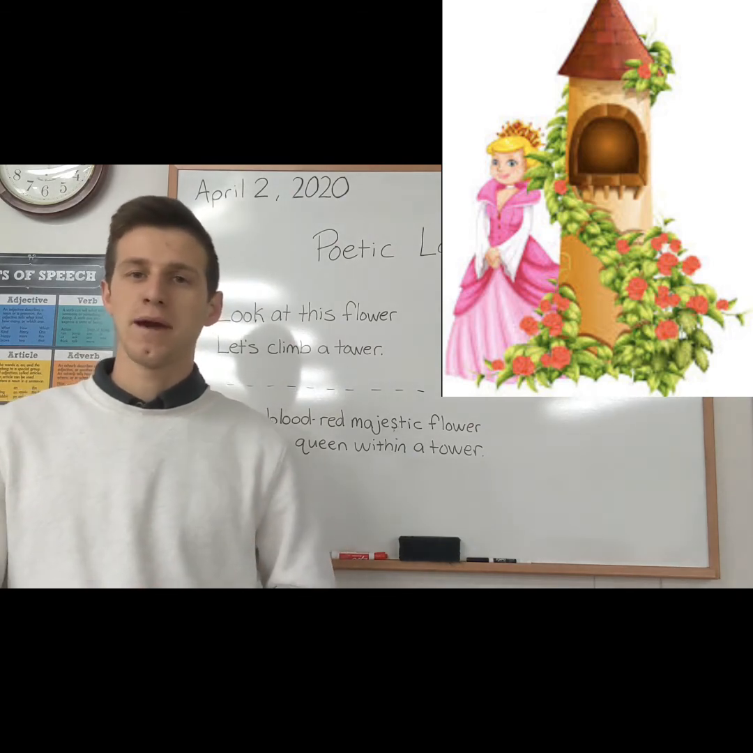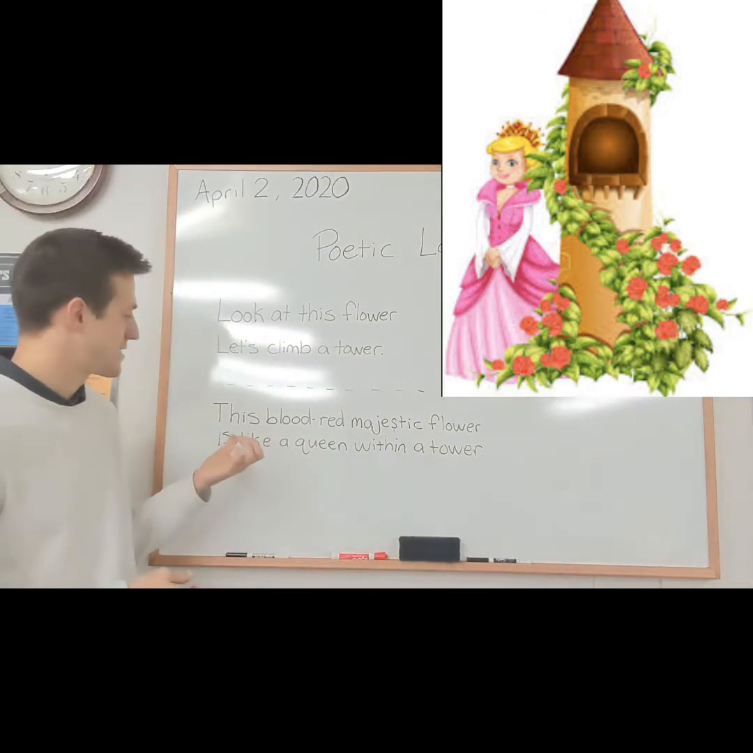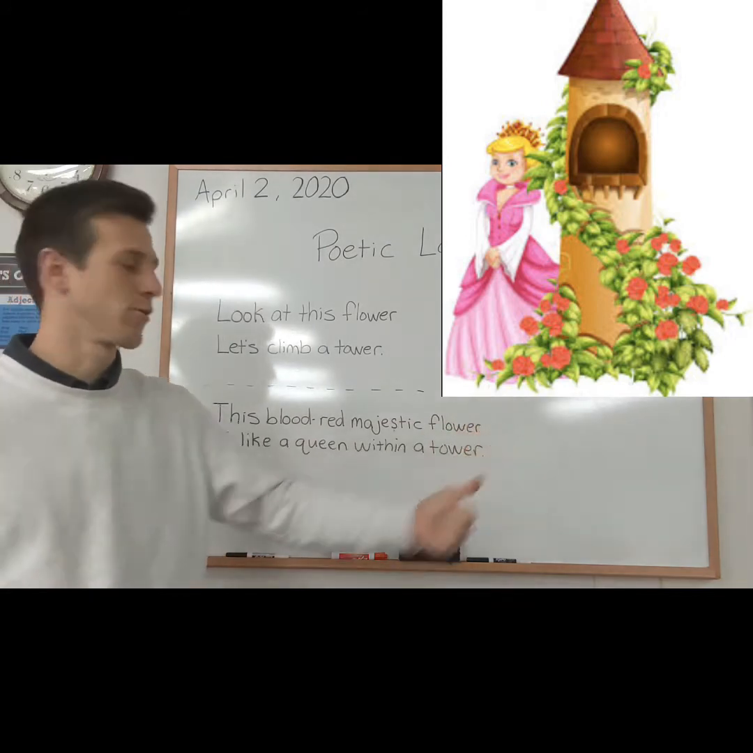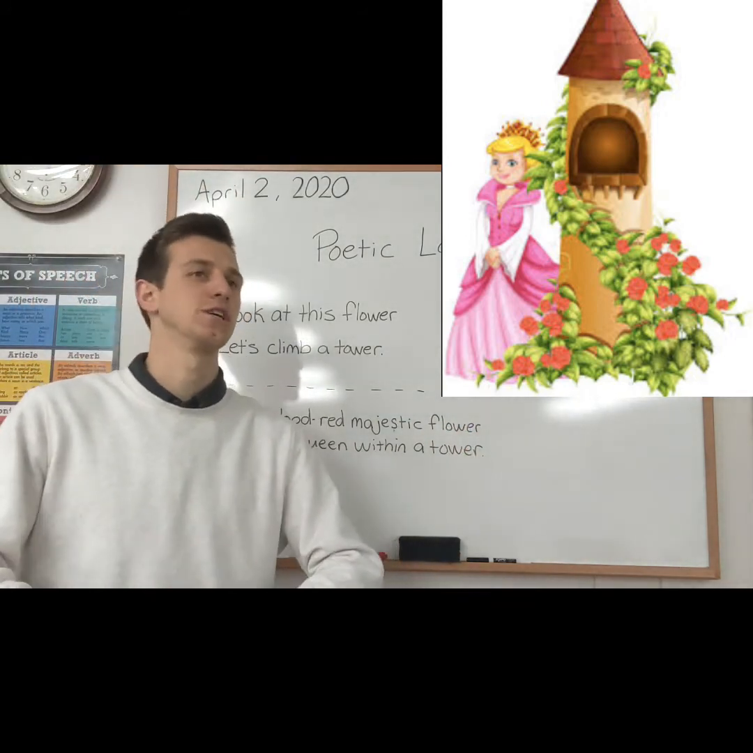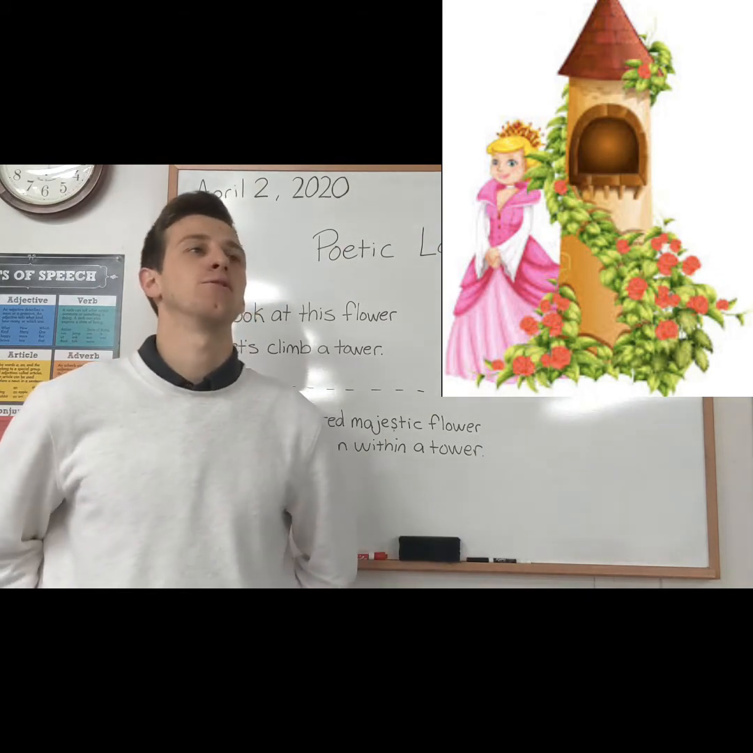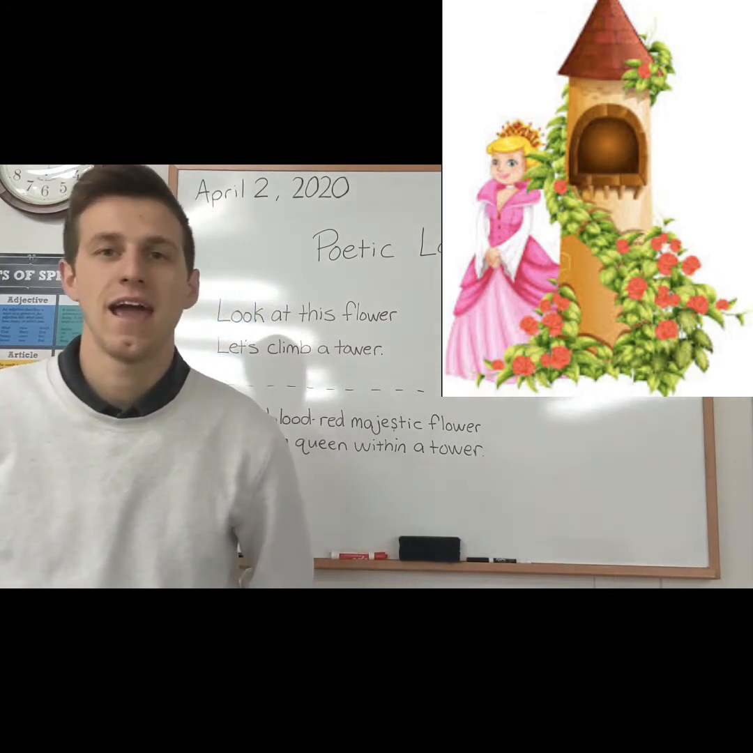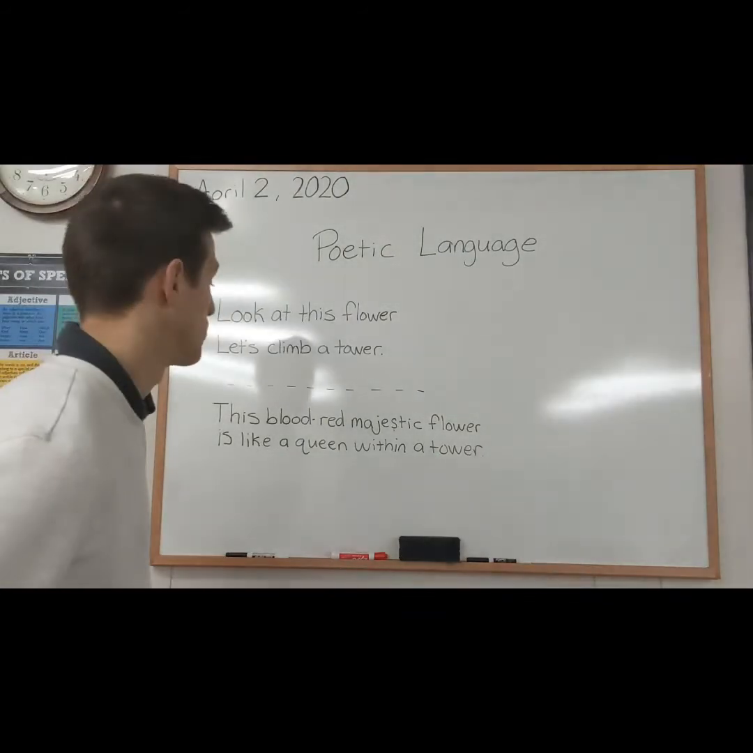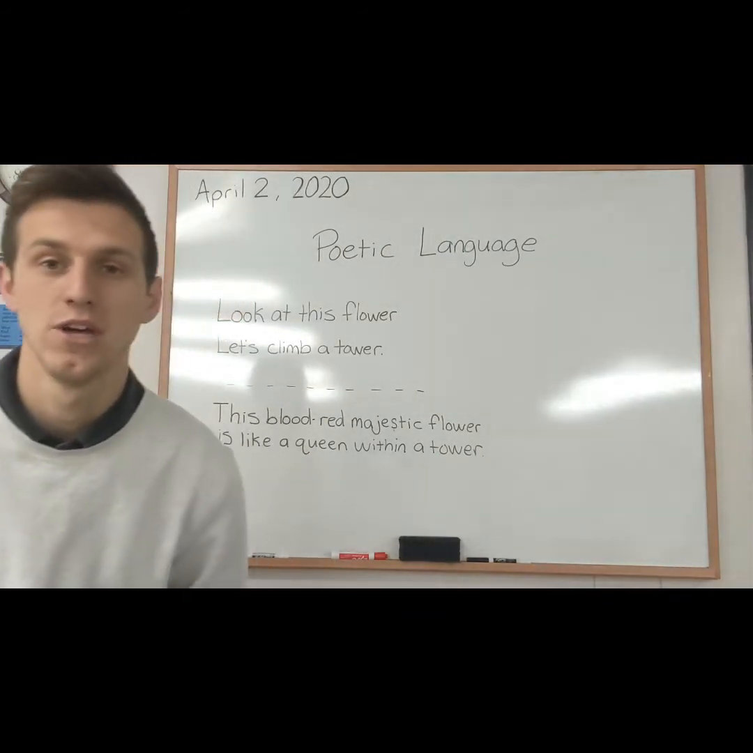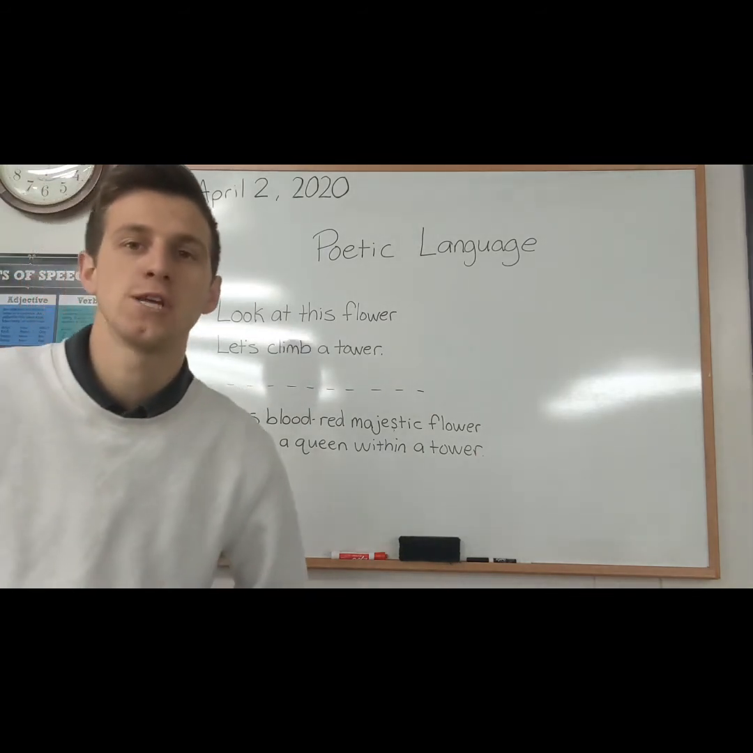That kind of sounds a little bit better, right? And it's comparing: this blood-red majestic flower is like a queen within a tower. If you think of a queen in a tower, she's standing there all beautiful, and that would be kind of how a blood-red majestic flower would look. Notice the difference in using poetic language.